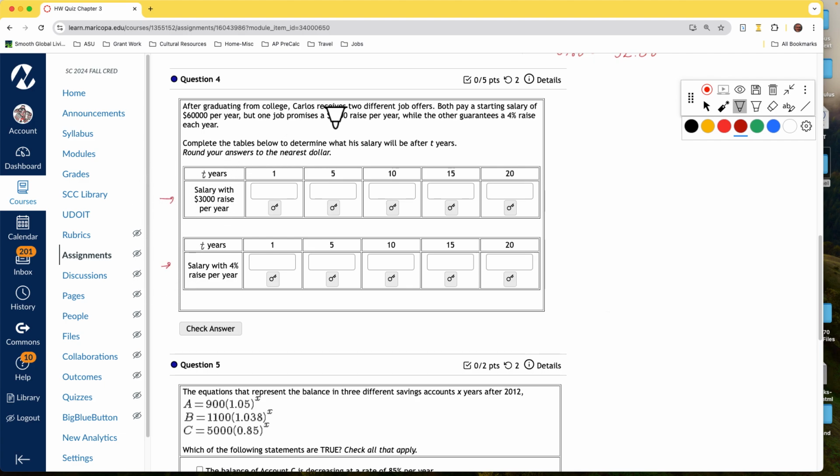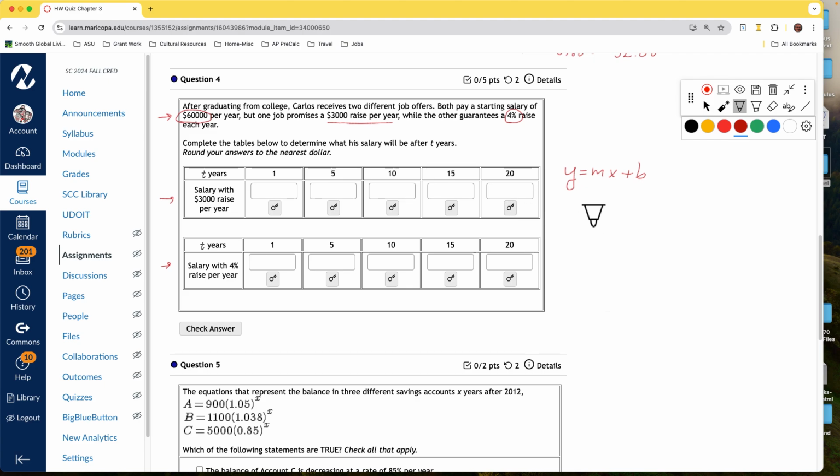Okay. After graduating from college, Carlos receives two different job offers. Both pay a starting salary of $60,000 per year. But one job promises a $3,000 per year raise, while the other gives a 4% raise. So one is, going back to chapter 2, a linear equation. So remember from chapter 2, we had things like y equals mx plus b. B was our starting value. What is the starting salary?